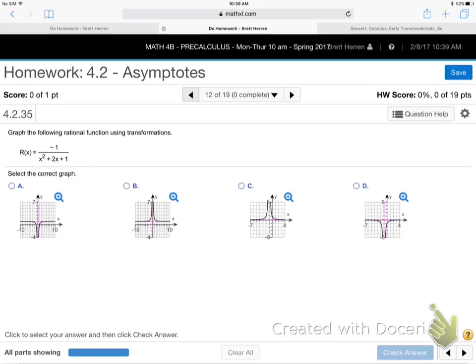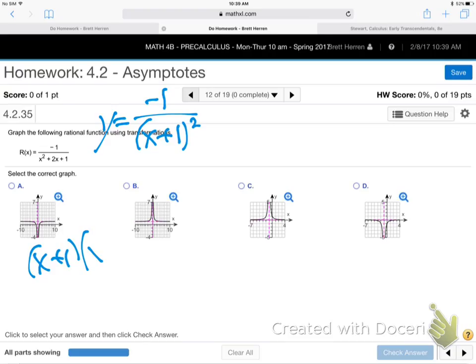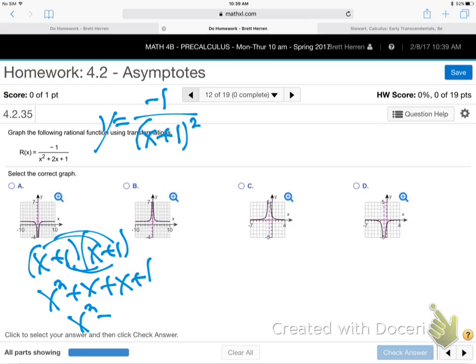You got to have the parentheses. So this is y equals -1 over x plus 1 squared. Everybody okay with that? That's x plus 1 squared. If you check it, you can check it. What is x plus 1 times x plus 1? x squared plus x, plus x plus 1, x squared plus 2x plus 1. See how that's right? We good with that? Now, do our regular stuff.